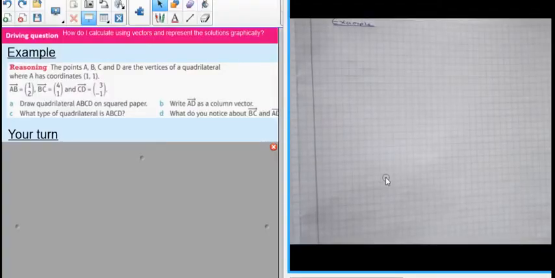Okay, let's try some examples on what we're learning today then. It follows on nicely from what we've done last lesson. So the first part you should be able to do, and then we'll discuss the next part all together. Just have a read of the question for me.